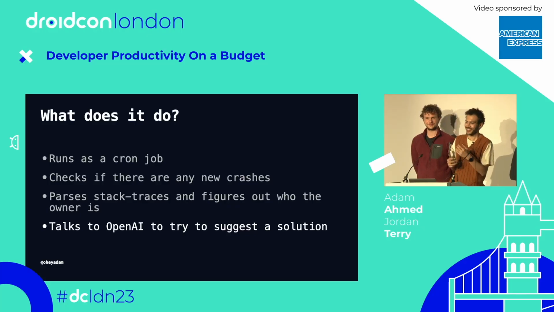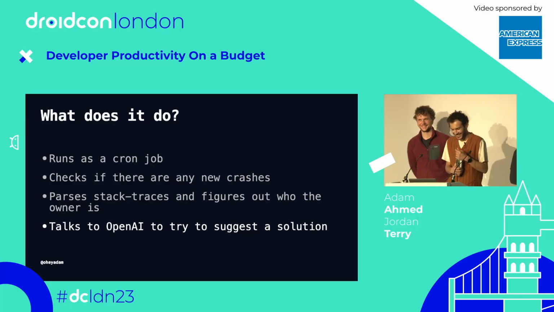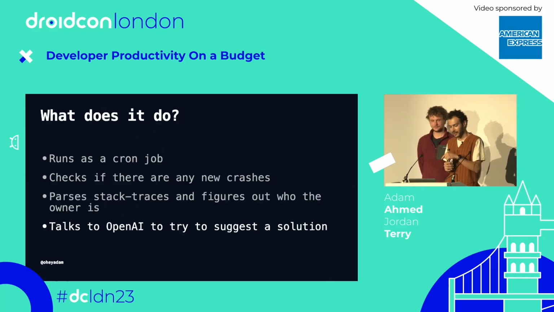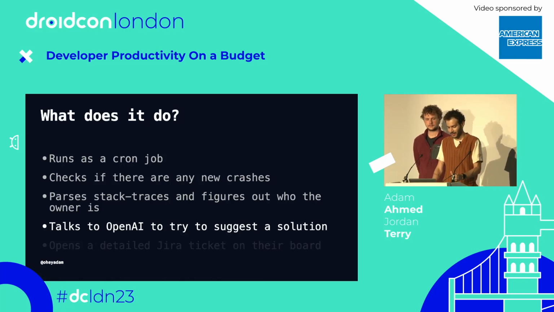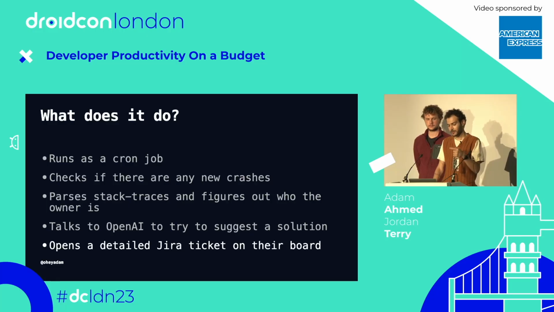Oh yeah, we weren't going to make it through this talk without talking about AI. So it talks to OpenAI, gives it the stack trace, and gives it a bunch of files to figure out where it's happening. Hopefully it gives you a solution. And then it opens a detailed Jira ticket on that team's board. So it gives them the stack trace.